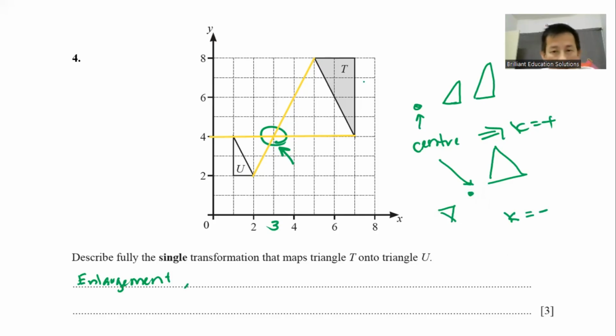In this case, T to U, this is 2, this is 1, so the scale factor is equal to negative half. And the center of enlargement is 3, 4. So that's how you get the 3 marks: 1, 2, and 3.